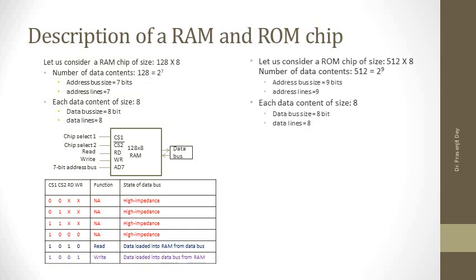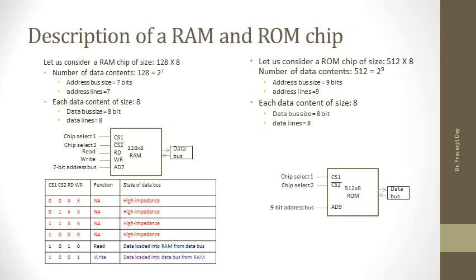Similarly, let us consider a ROM chip of size 512 cross 8. As there are 512 data contents, there will be 512 address locations, which equals 2 to the power 9. So the address bus size will be 9 bits, so the number of address lines will be 9. Similarly, the data content is of size 8, so the data bus size will be 8 bits, or the number of data lines will be 8. And this is how a ROM chip looks.